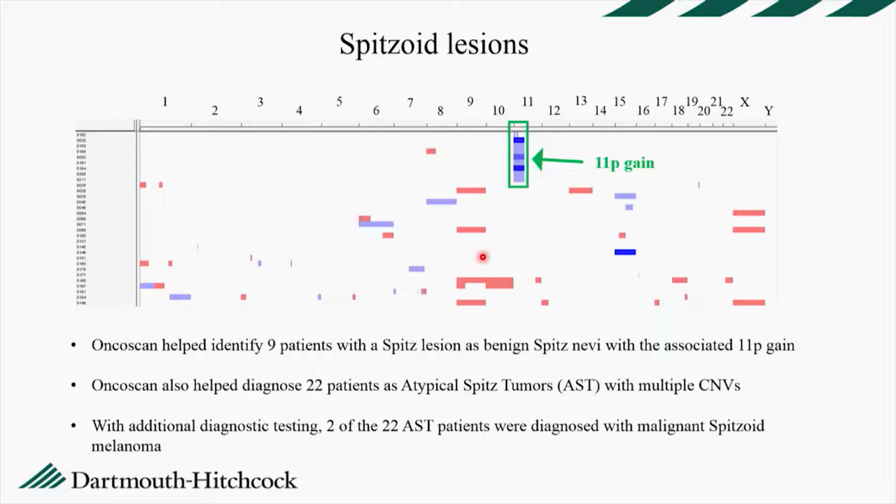The remaining 22 cases had CNVs other than the 11p gain. So this would indicate to us that they would at least be diagnosed as an atypical Spitz tumor, for which the common treatment would be a conservative re-excision of the area. However, with further diagnostic testing, we found that 2 of these 22 additional patients were eventually diagnosed with malignant Spitzoid melanoma.